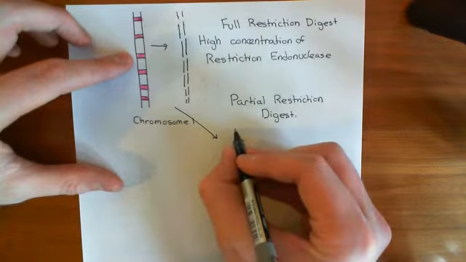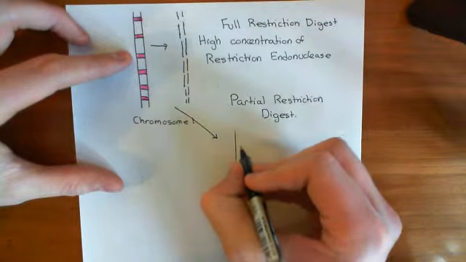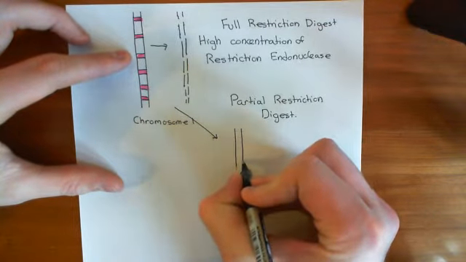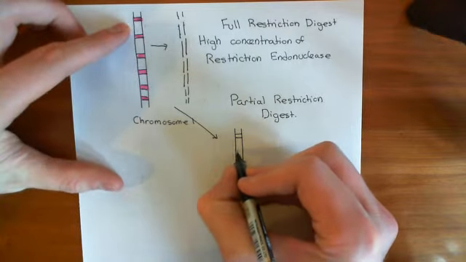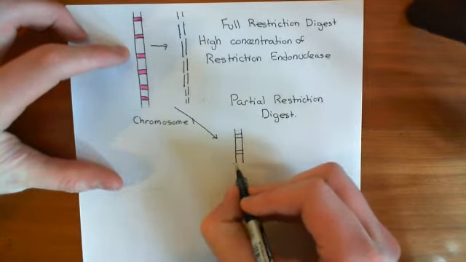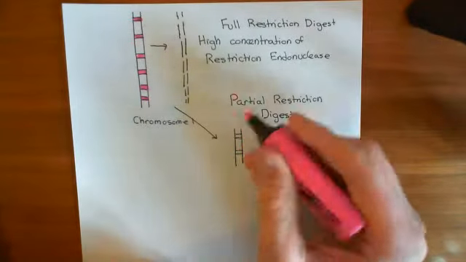Okay, so a partial restriction digest might look more like this. Okay, so let's say this one is our first fragment. So we didn't cut this first restriction site, we didn't cut this second restriction site, but we cut the third one, let's say. Okay, so this is our first fragment we've got.